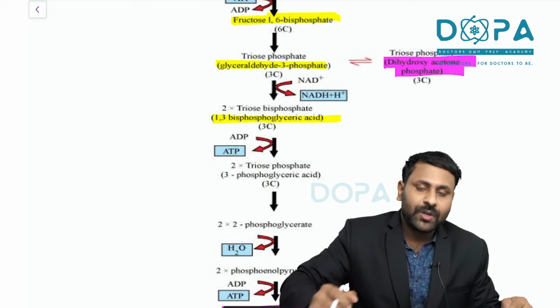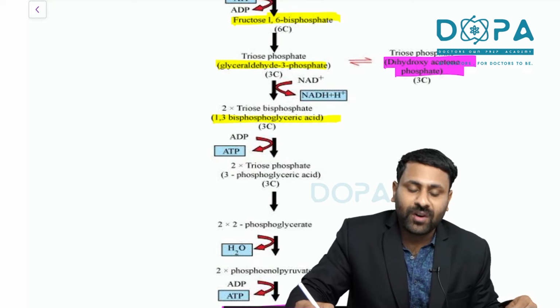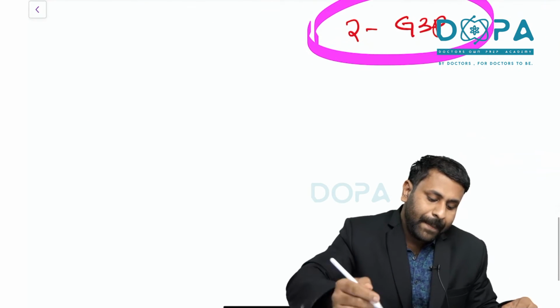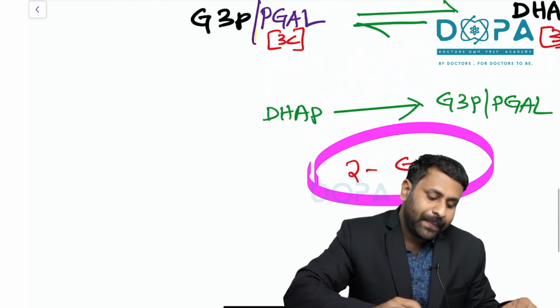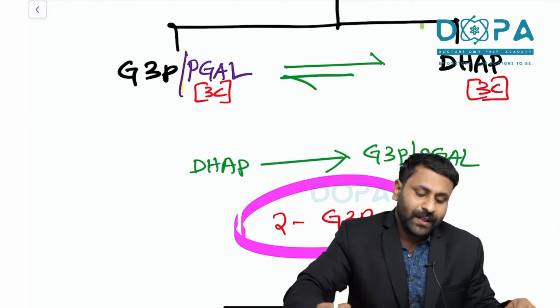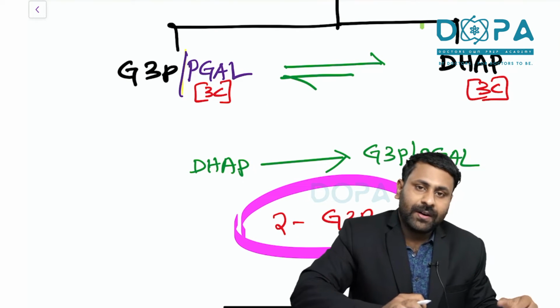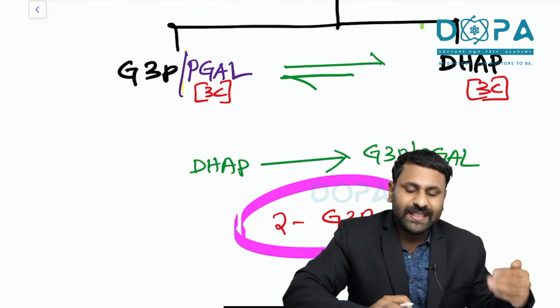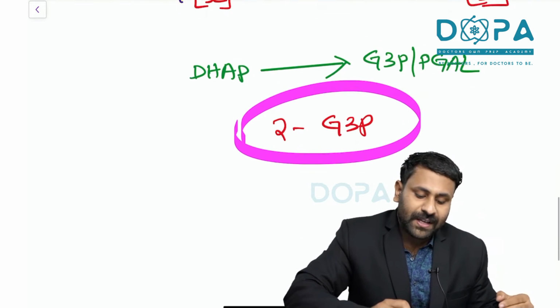But it is converted into 1,3-bisphosphoglyceric acid. 1,3-bisphosphoglyceric acid means BPGA. So from each G3P, 1 molecule of G3P and 1 molecule of DHAP is formed. Again, DHAP or dihydroxyacetone phosphate isomerizes to form once more G3P. Thus, totally 2 molecules of G3P are formed.